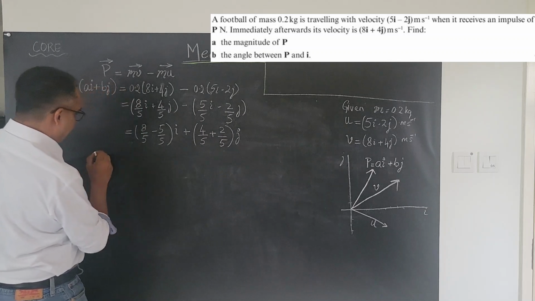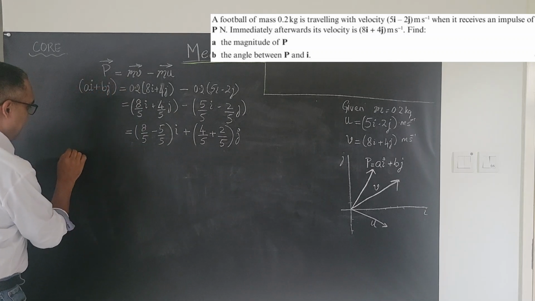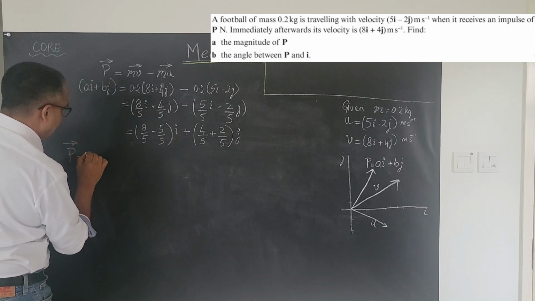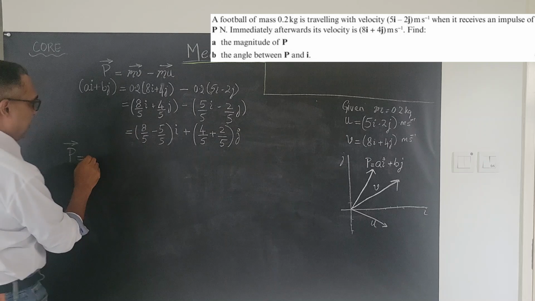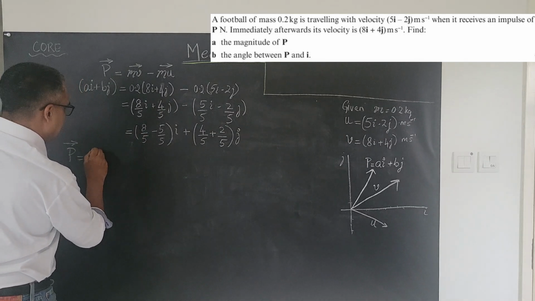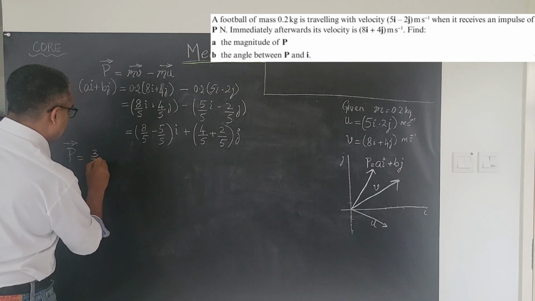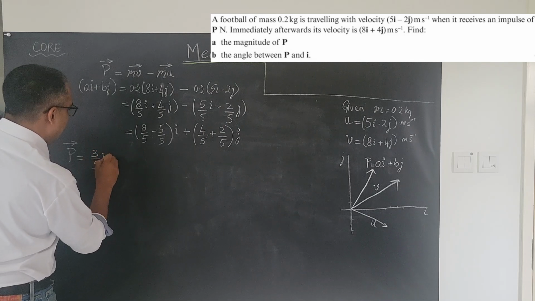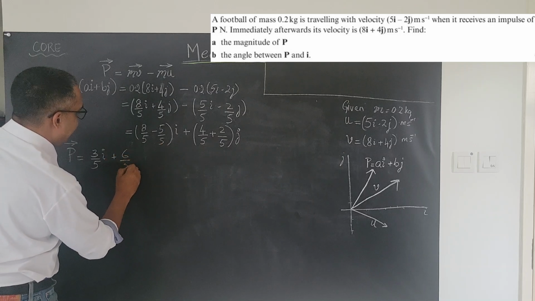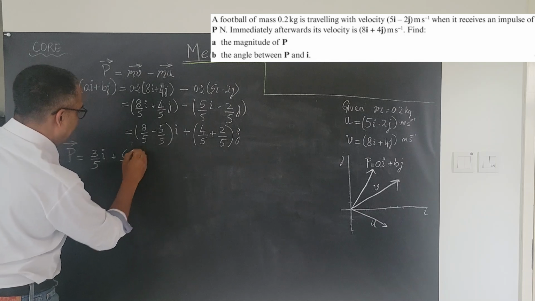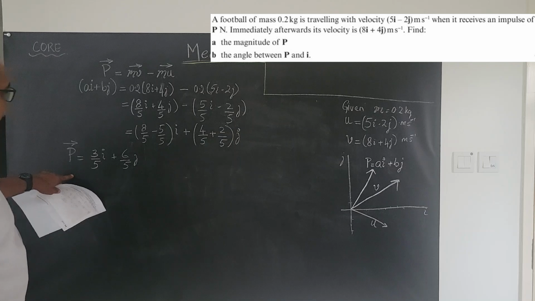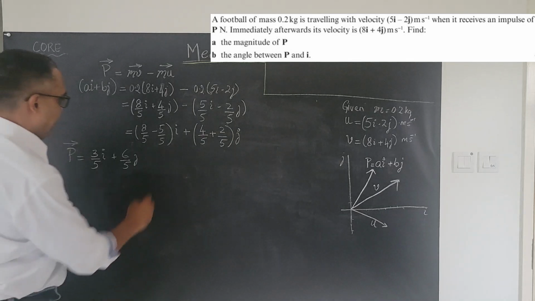Okay, so that's how it is. So I'm going to write my P equal to, this vector is now written as, what is that? Fairly easy. I think it's 3 by 5 i plus 6 by 5 j. So I've got my a plus b for this vector. Now let's find the magnitude.